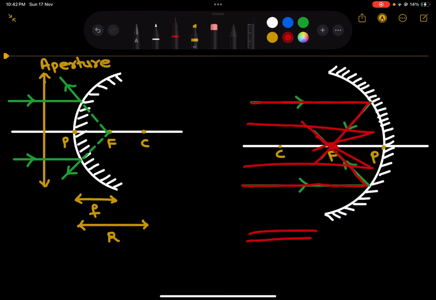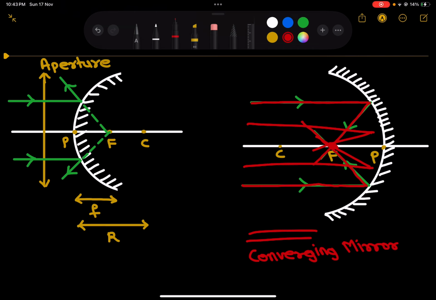So have you noticed one thing, what this mirror has done? All the rays which were parallel, the mirror has made them come to one point, or it has converged them, right? So hence this mirror is also known as a converging mirror. It has converged the rays to one single point, right? So it is a converging mirror.